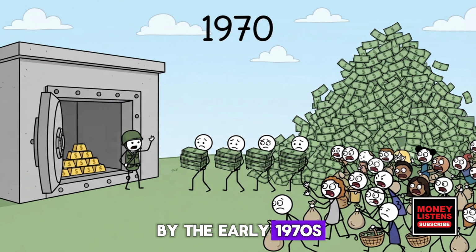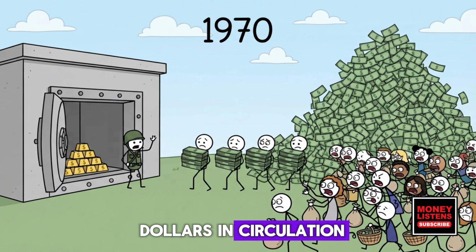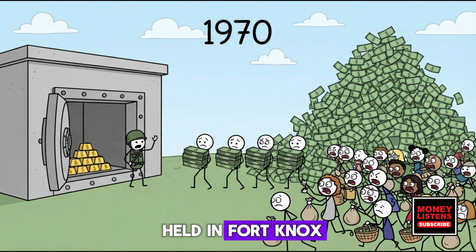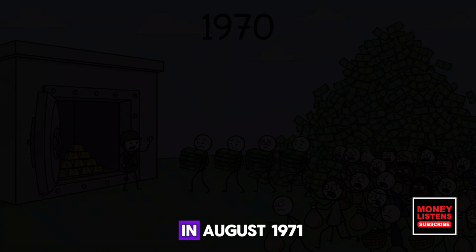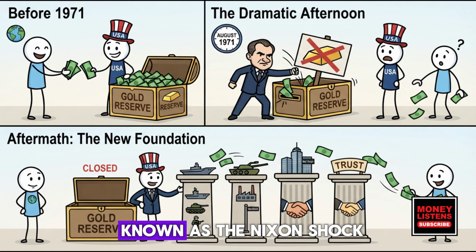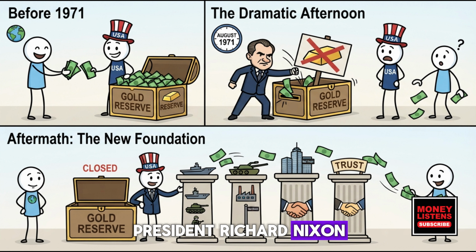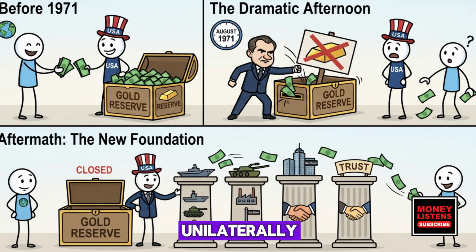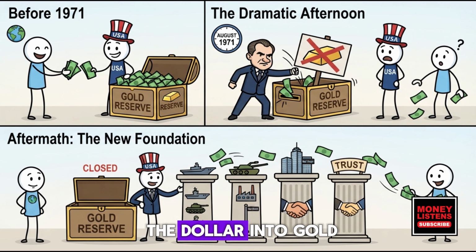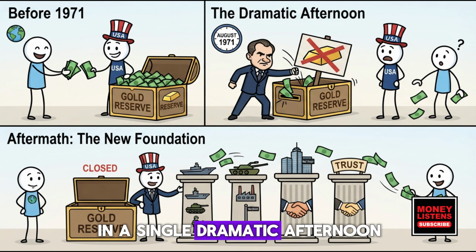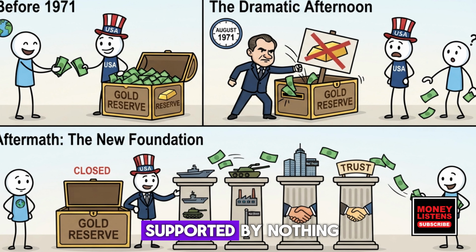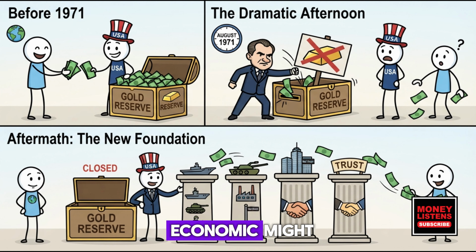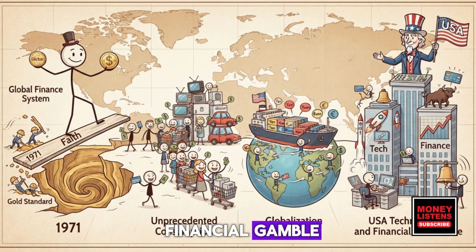By the early 1970s, the sheer volume of dollars in circulation far exceeded the gold held in Fort Knox. The world began to lose confidence, and a run on the bank became inevitable. In August 1971, in what is now known as the Nixon Shock, President Richard Nixon effectively closed the gold window, unilaterally ending the convertibility of the dollar into gold. In a single dramatic afternoon, the world transitioned to a pure fiat system. The dollar was now supported by nothing but the military, the economic might, and the absolute trust of the United States. It was the ultimate financial gamble.